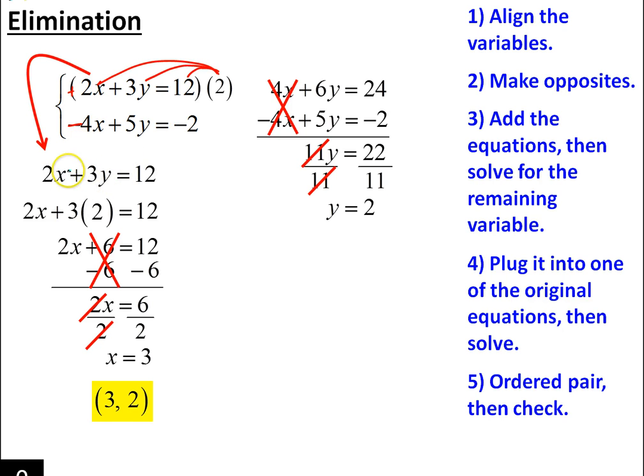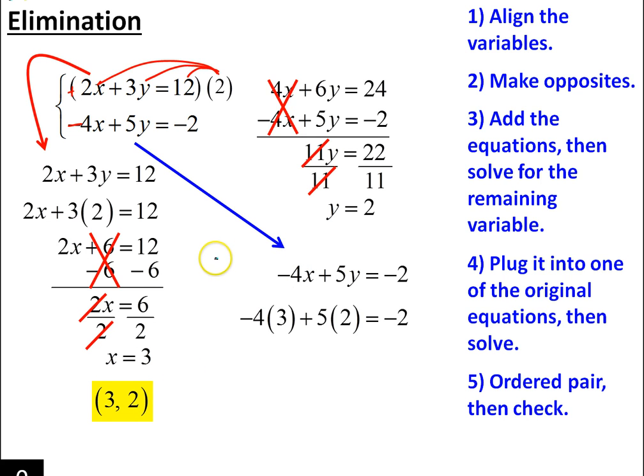Since I used the top equation to get my answer, I'll use the bottom one to check it. So take the 3, put it where the x is, take the 2, put it where the y is, and do the math. So we get negative 12 plus 10 equals negative 2, and that works. Negative 2 equals negative 2. So we know we got it right. Now we can go to the next one.